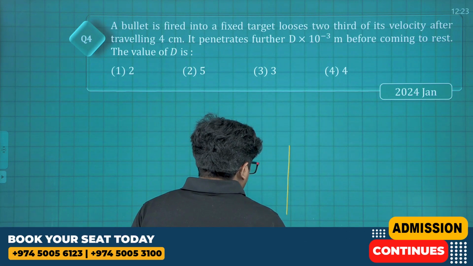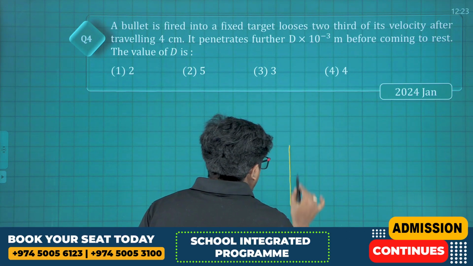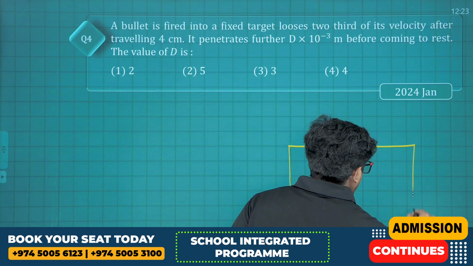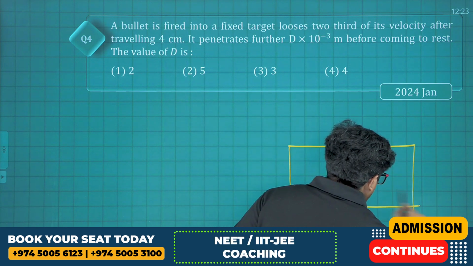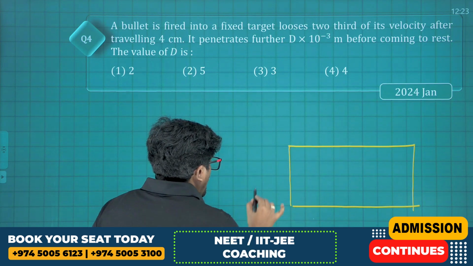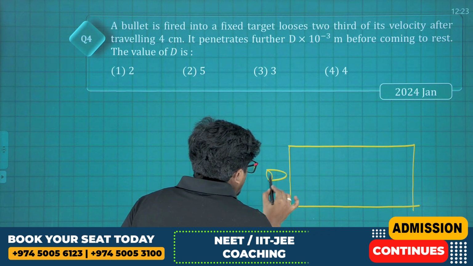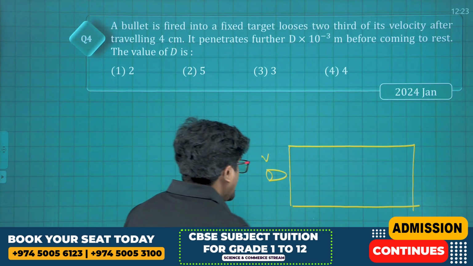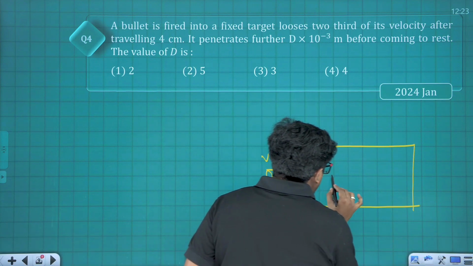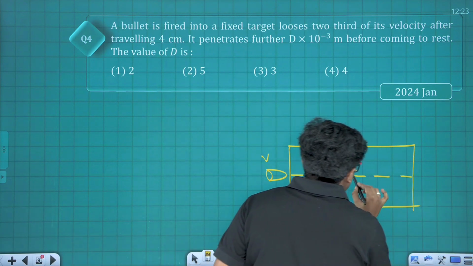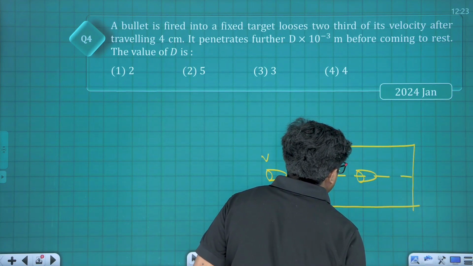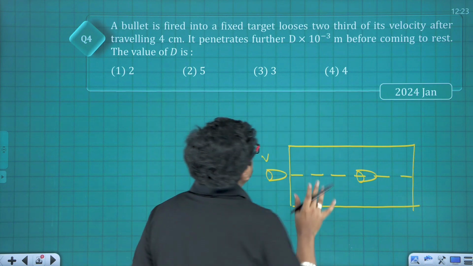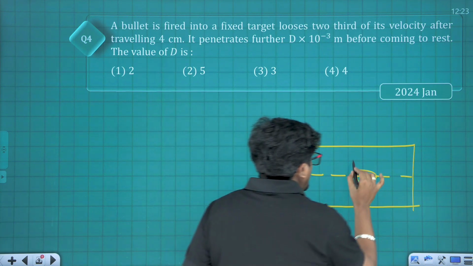Here this is the block. And this is the bullet which is entering with the speed of v meter per second. Now after traveling through a distance of say 4 centimeter, as per the question, it's losing 2/3 of its velocity. That means it is left with v by 3.